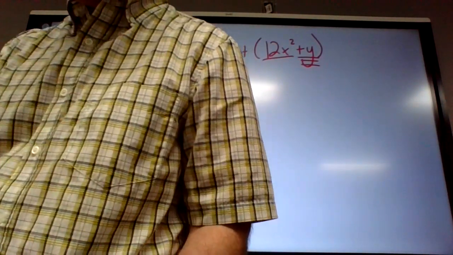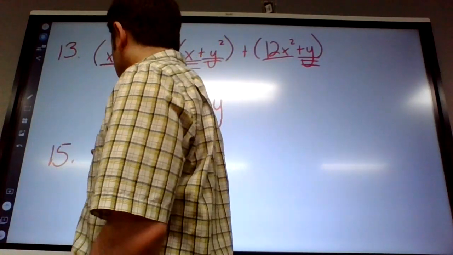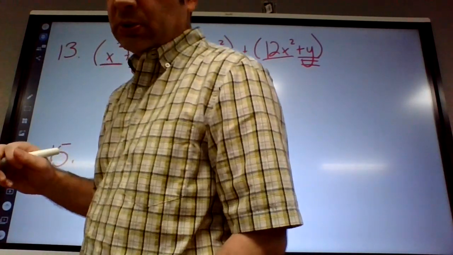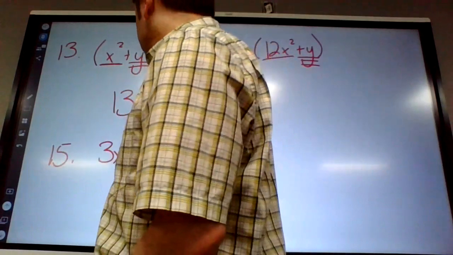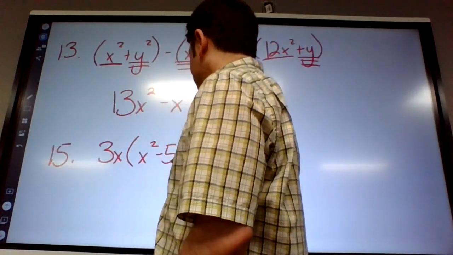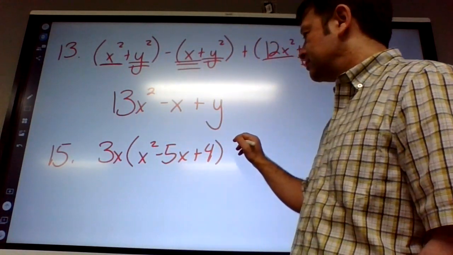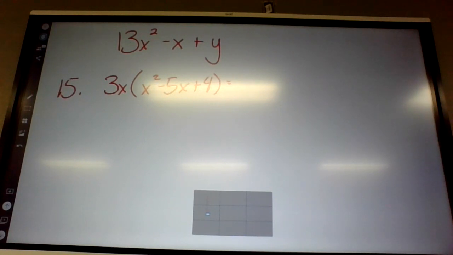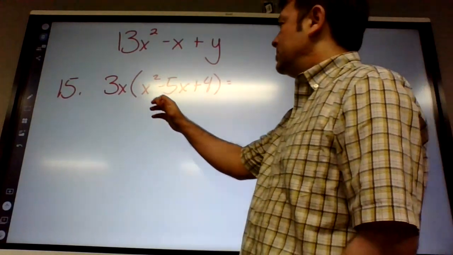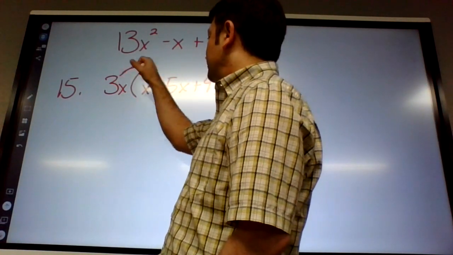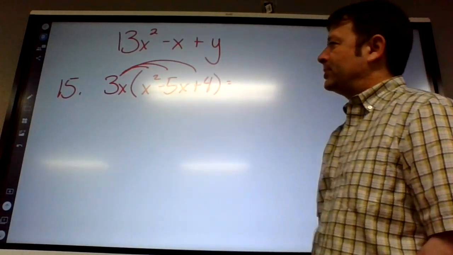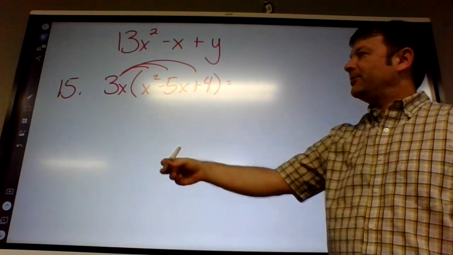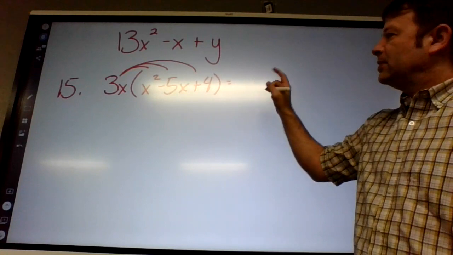Number 15. All right, Kenton, do you know what kind of problem this is? Distribute, yeah, which means multiply. So everything gets multiplied by 3x. So what's that first term going to become?